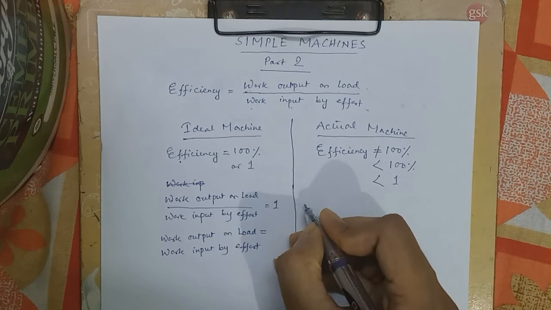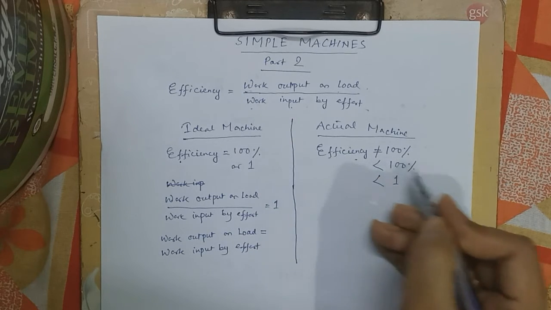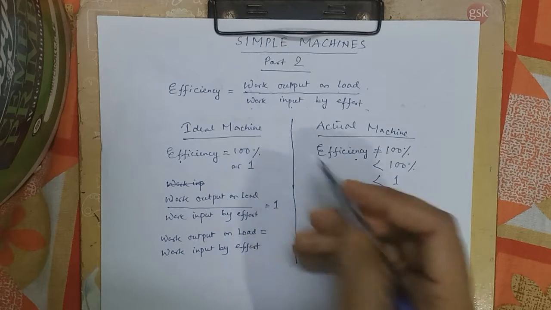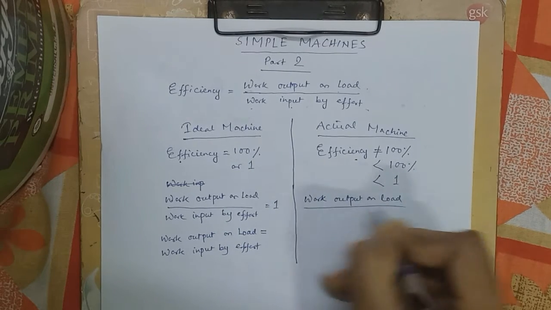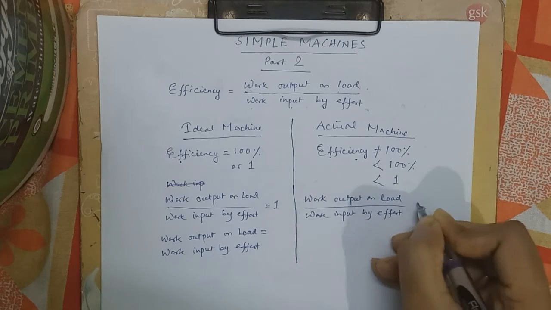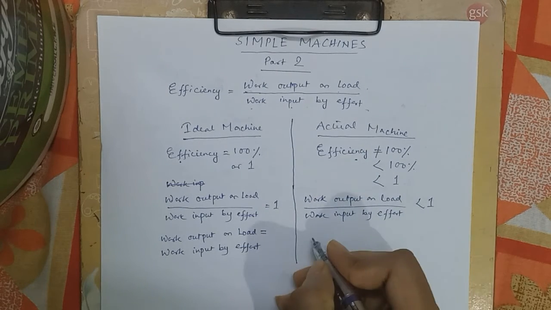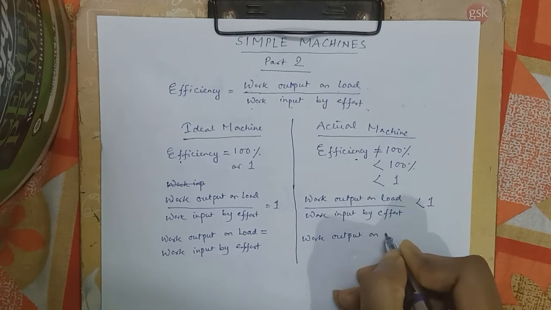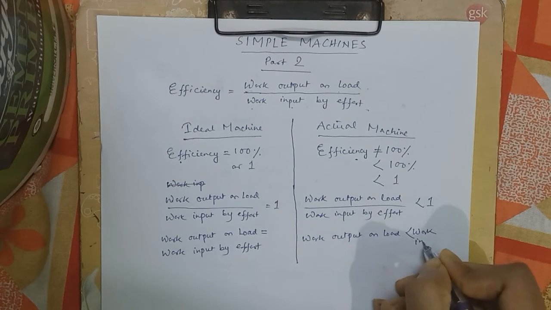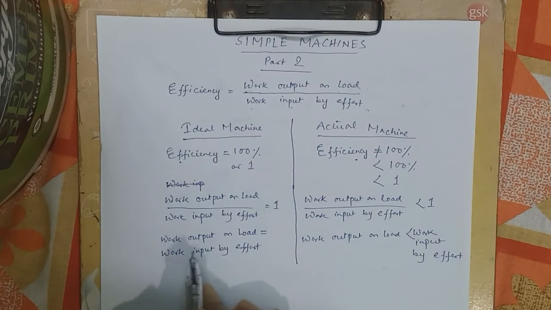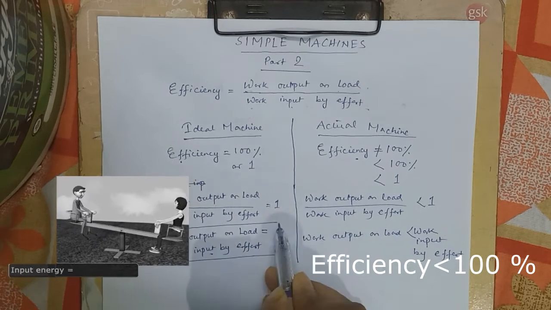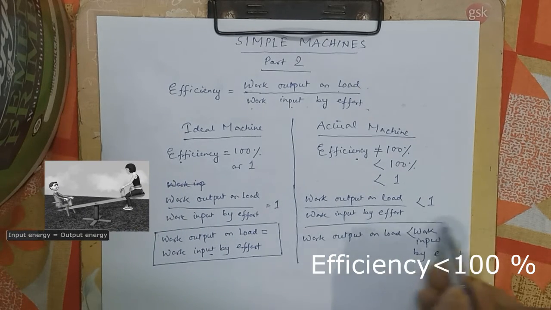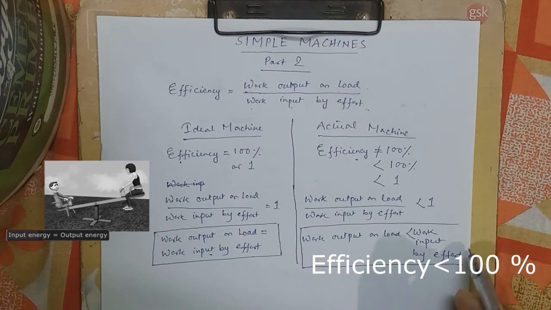On the other hand, in an actual machine, efficiency is less than 1. The definition of efficiency is again work output on load by work input by effort, less than 1. So from this step, we can write that work output on load is less than work input by effort. This is the difference between an ideal machine and an actual machine. In an ideal machine, work output is equal to work input, but in an actual machine, work output is less than the work input.